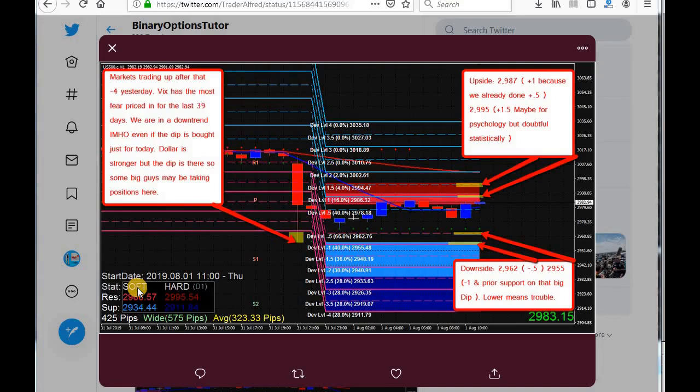Let's talk about my commentary on the VIX. The VIX is sometimes called the fear index. It's a volatility index on the CBOE. I'm going to usually mention the VIX. You can see I'm mentioning here the VIX has the most fear priced in for the last 39 days.